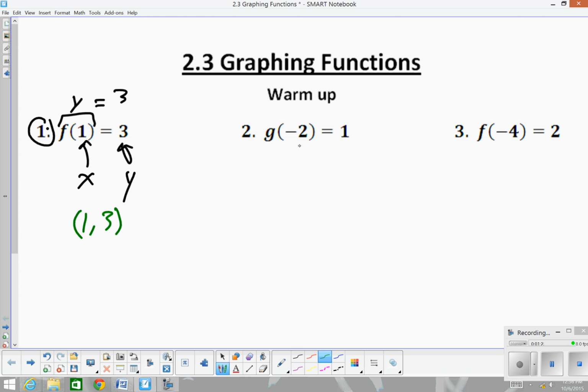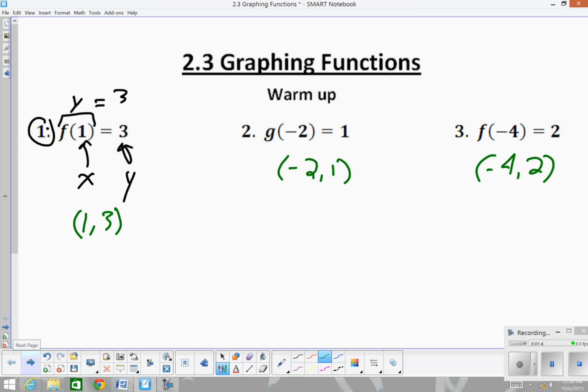So if I went to go plot f of 1 equals 3, I would plot 1 comma 3. Here simply my ordered pair is negative 2 comma 1. And for number 3, if I have negative 4 as my input, my output is 2. Okay, so that's how I write ordered pairs from function notation. That should be a review from last section.